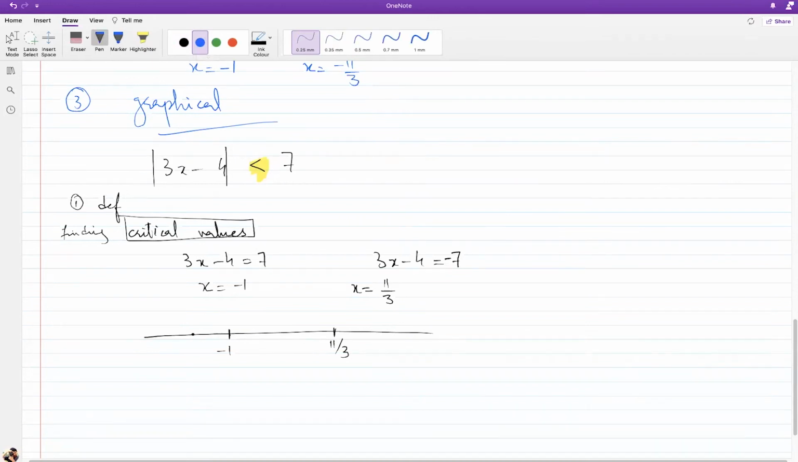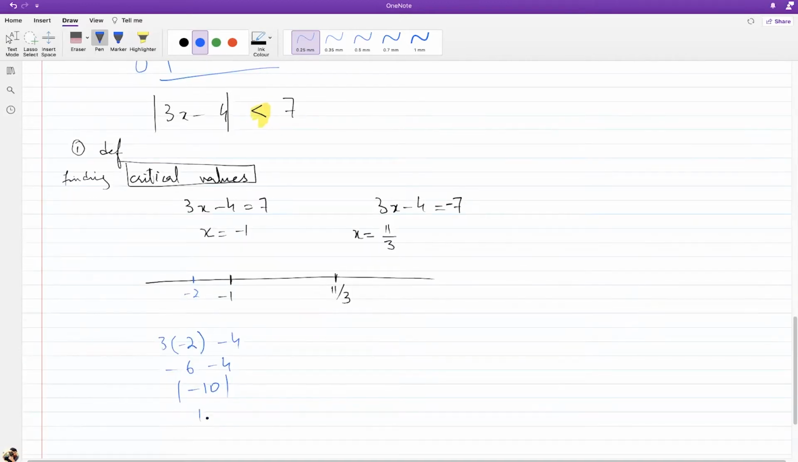So if I pick a value from here, let's suppose I pick minus 2, so 3 times minus 2 minus 4, that is minus 6 minus 4, minus 10. When it goes into the modulus the answer will be positive 10. Is positive 10 less than 7? No, right? So this side will not be accepted. Then we look at any value from here.